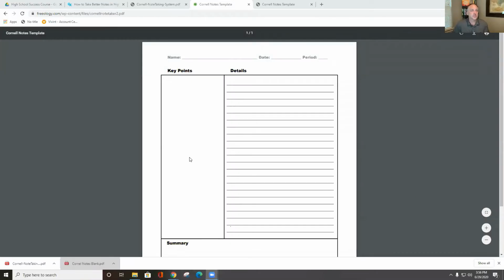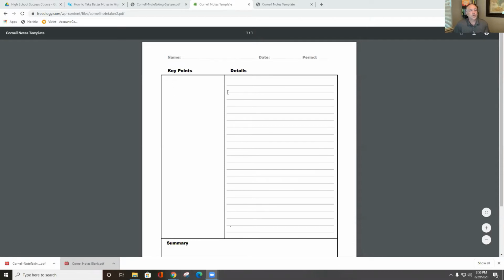Believe it or not, the notes you've been taking in your packet up to this point, the way I've written them down, this is Cornell note style. So I'm already kind of showing you how to take advantage of the style. But right now I want to go in and show you. So let me share the screen and show you what a blank Cornell notes page looks like.